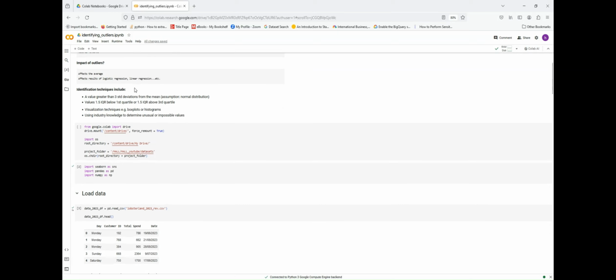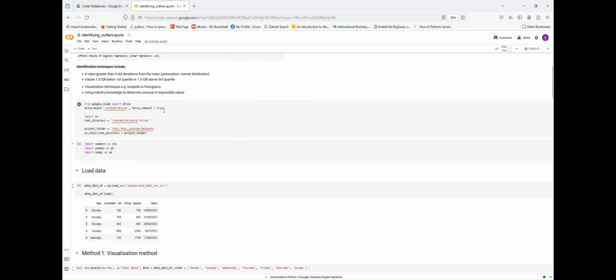So how do you identify outliers? Well, if the underlying distribution of your data follows an approximately normal distribution, you could say that a value that is greater than 3 standard deviations from the mean is an outlier. Or you could apply what is known as the IQR rule, the interquartile range rule. By doing so, what you're saying is that values that are 1.5 times the IQR below the first quartile or 1.5 times the IQR above the third quartile are outliers.